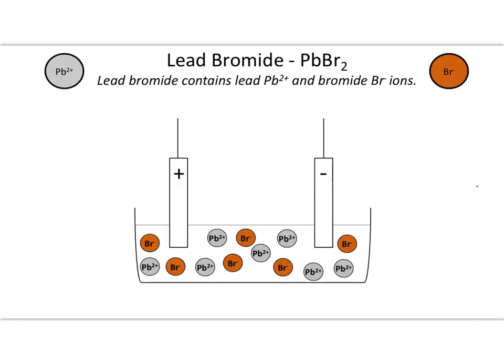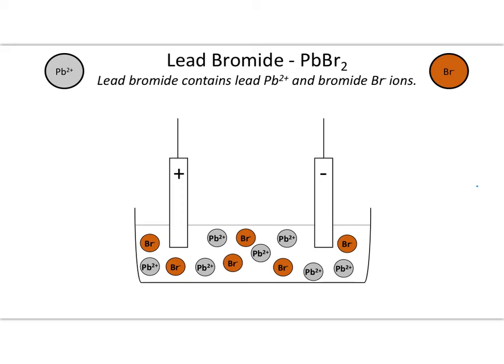So we're going to summarize what we've just been doing on those previous 3 examples by looking at another example. So we have lead bromide, so that is made up of lead 2+ ions and bromide ions, Br- ions. So we're going to start with looking at what happens at the negative electrode.